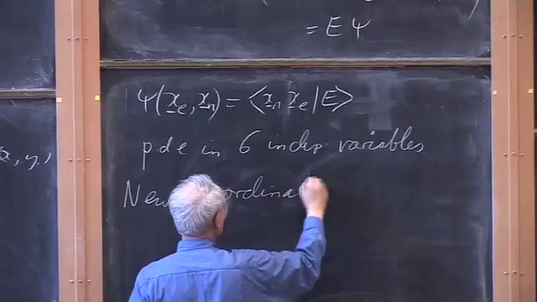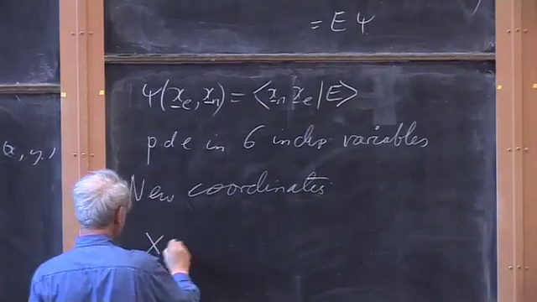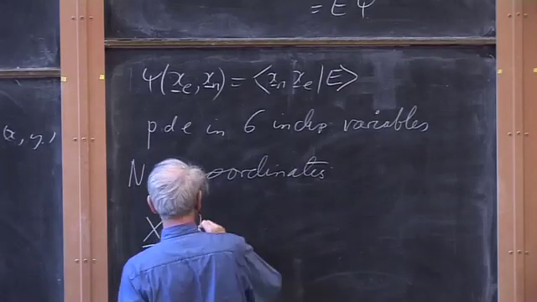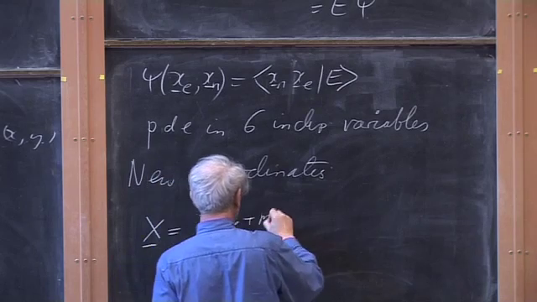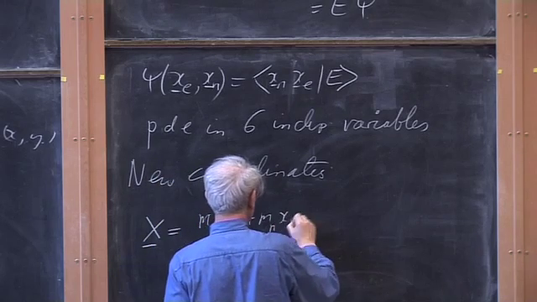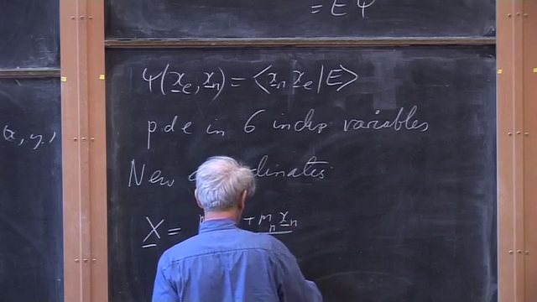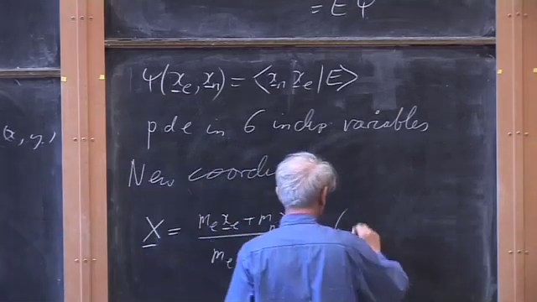We need to transform this equation to new coordinates, and the ones we take are, first, big X, which is classically the center of mass coordinate. That's going to be m_e x_e plus the mass of the nucleus times the position of the nucleus, over m_e plus m_n. All right, so that's the center of mass coordinate.